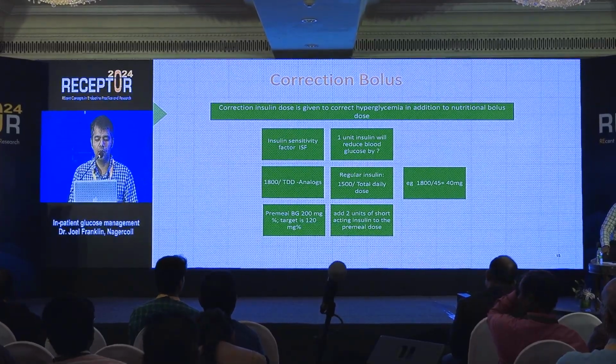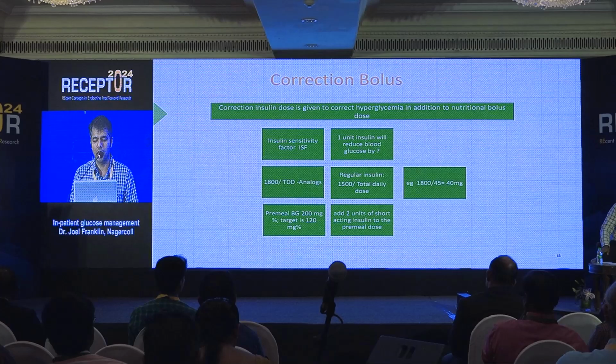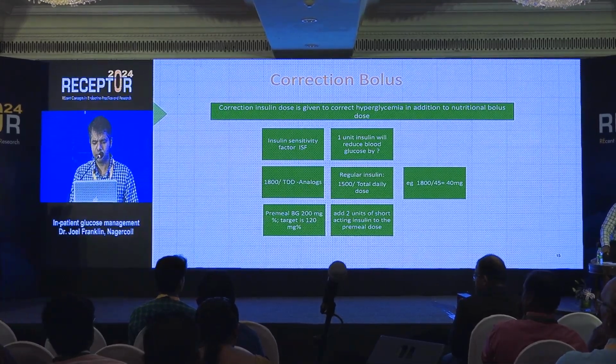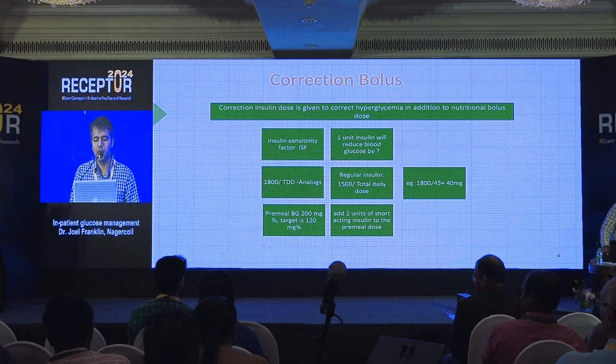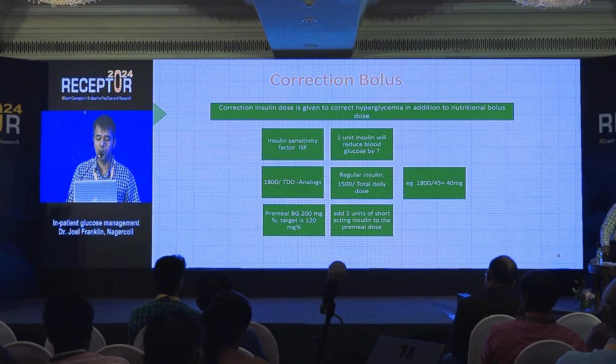So how do we calculate it? It is based on the insulin sensitivity factor, which is how many units 1 unit of insulin will reduce the blood glucose by. To calculate this correction insulin dose, if you are using insulin aspart, 1800 divided by the total daily dose will give the insulin sensitivity factor. If you are using regular insulin, 1500 divided by the total daily dose will give you the factor. For example, if you are using aspart, 1800 divided by 45 will give 40. That indicates that 1 unit of aspart will reduce the glucose level by 40 mg.